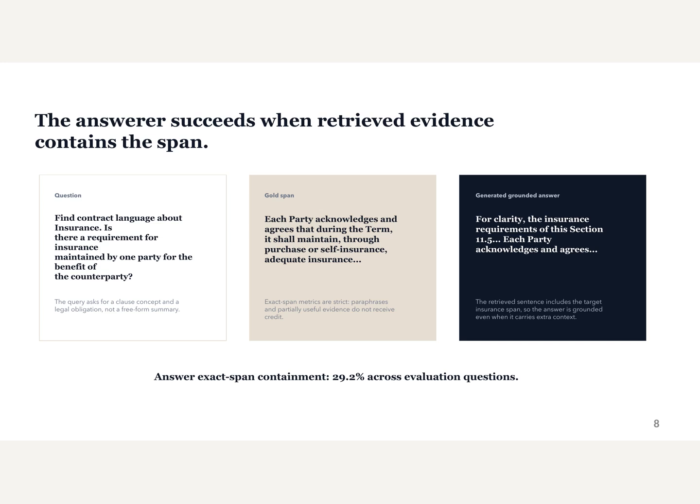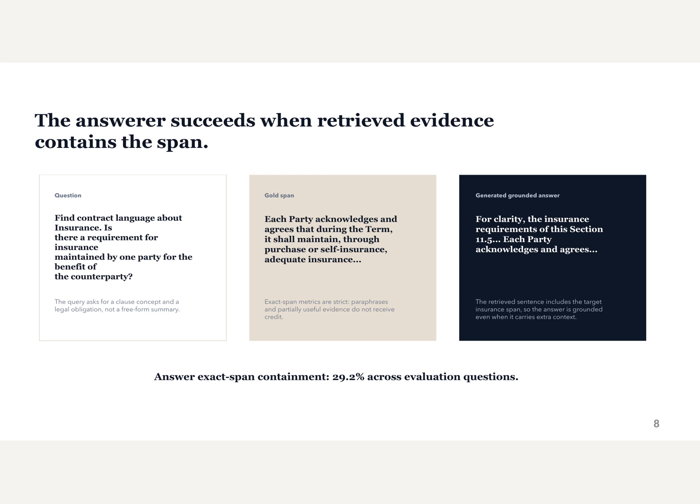This slide shows a qualitative example about insurance. The question asks whether there is a requirement for insurance maintained by one party for the benefit of the counterparty. The gold span says that each party must maintain adequate insurance during the term, including product's liability coverage and other relevant coverage. The generated grounded answer includes the retrieved legal sentence and surrounding context. It is not trying to act like a lawyer or invent a conclusion. It is extracting the relevant evidence so a reviewer can inspect the source.